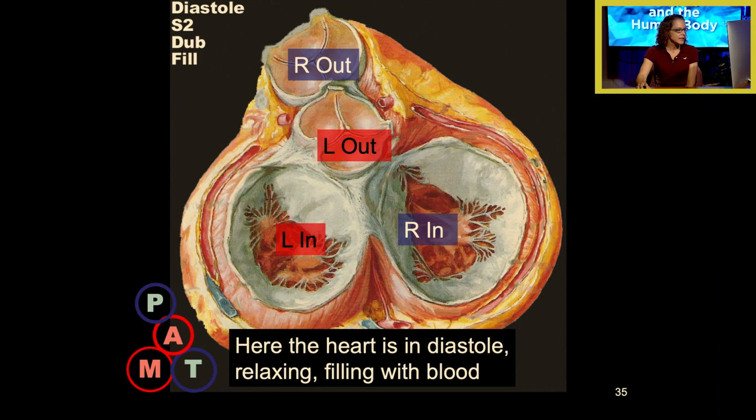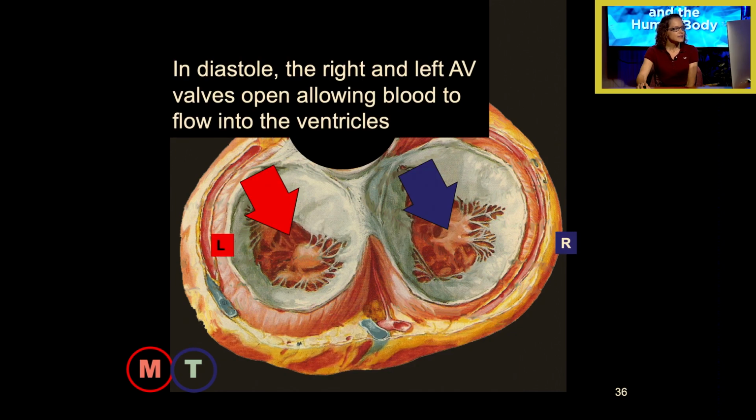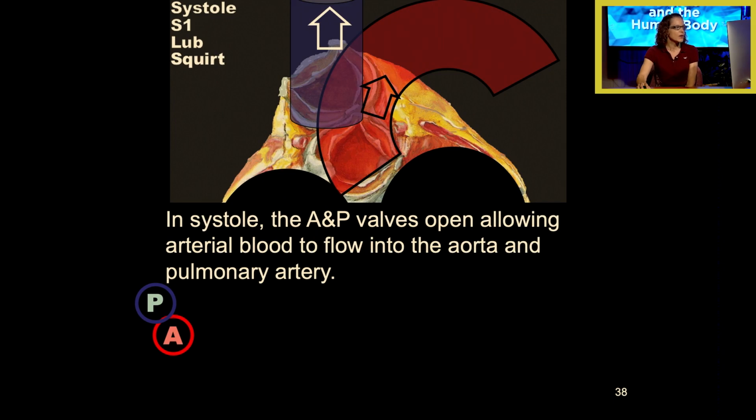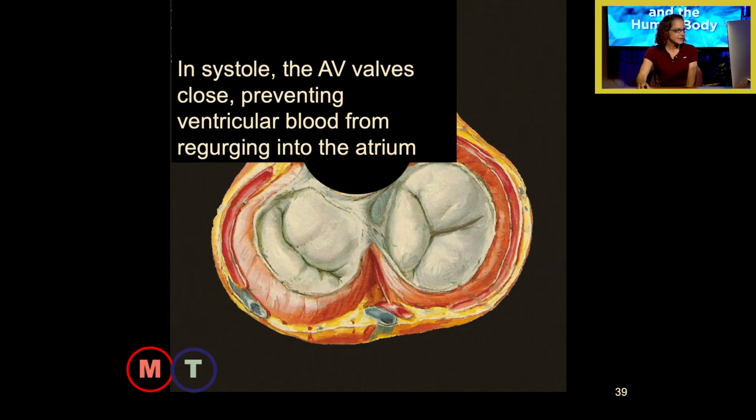Here, the heart is in diastole, relaxing and filling with blood. In diastole, the right and left AV valves open, allowing blood to flow into the ventricles. In diastole, the aortic and pulmonic valves close, preventing arterial blood from regurgitating into the ventricles. In systole, the aortic and pulmonic valves open, allowing arterial blood to flow into the aorta and the pulmonary artery. In systole, the AV valves close, preventing ventricular blood from regurgitating into the atria.